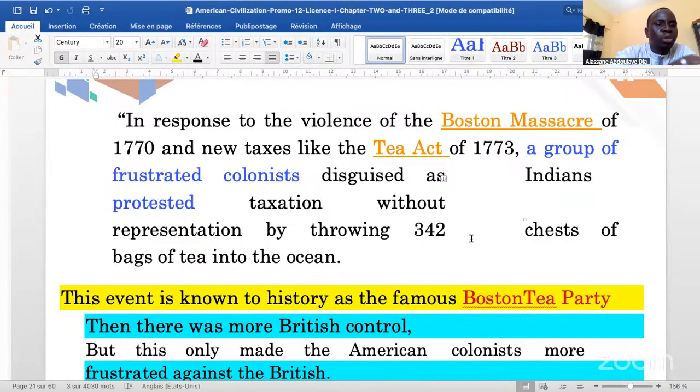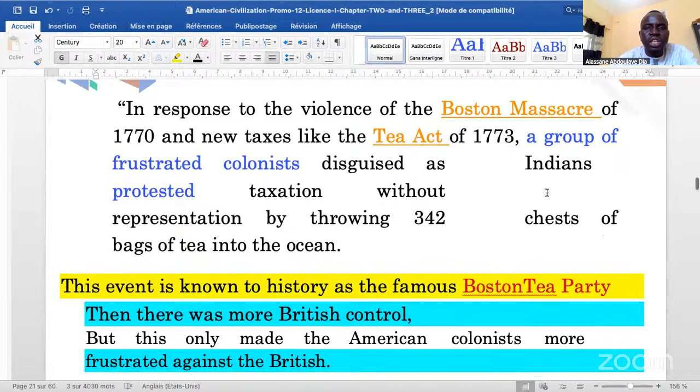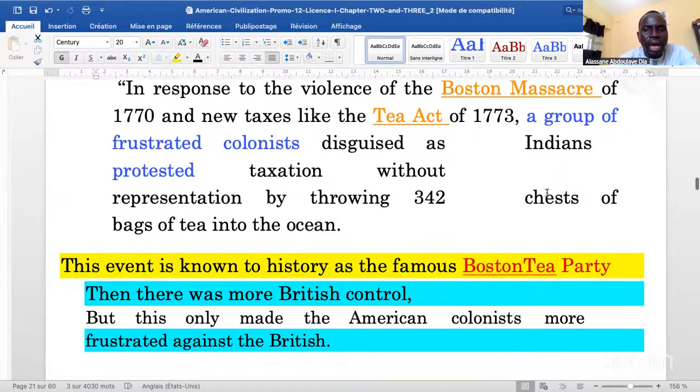Let me explain to you how this happened. In response to the violence of the Boston Massacre of 1770, and new taxes like the Tea Act in 1773, a group of frustrated colonists disguised as Indians protested taxation without representation, throwing 342 chests of tea into the ocean and the harbor.